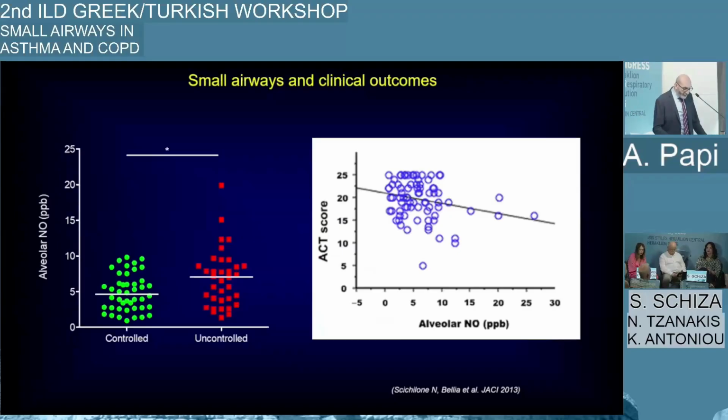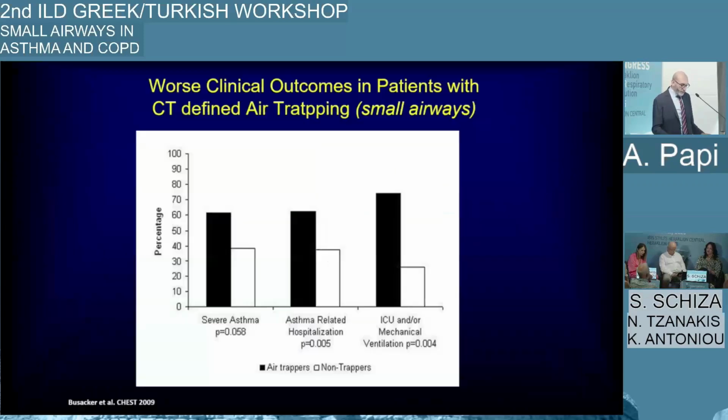Even inflammation in peripheral airways, we see here measured on the left-hand side by NO measurement, alveolar NO. We see that in patients with uncontrolled asthma, the average level is higher. On the right-hand side, we can see a correlation, though weak, but it is there, between the level of alveolar NO and the level of control. The higher the level of NO, the lower the level of control, again related to inflammation in peripheral airways.